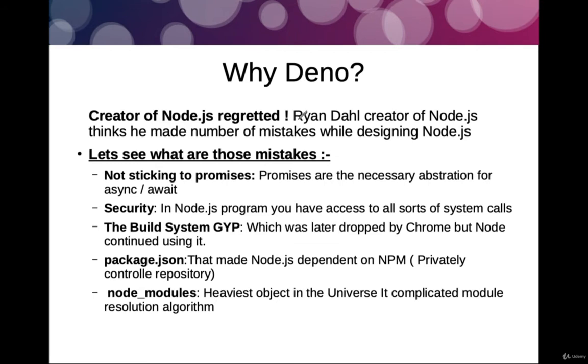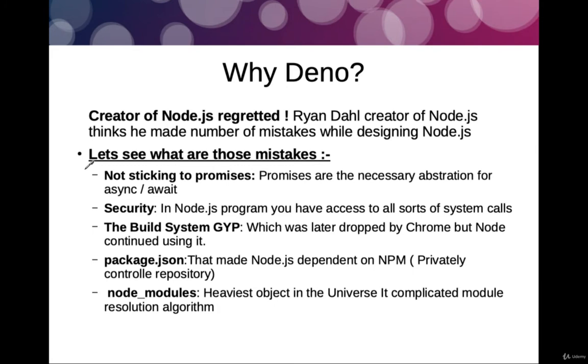So the creator of Node.js regretted, and it's true because there is a talk about Node.js problems or design problems, and that talk is given by Ryan Dahl himself, right? He clearly says that there were a few mistakes which he could not realize while making Node, right? So let's see what are those mistakes. I'll be just putting some mistakes, and for others you can go to YouTube and Google it out. It's a very famous talk to understand this, right? And I fairly recommend listening to it.